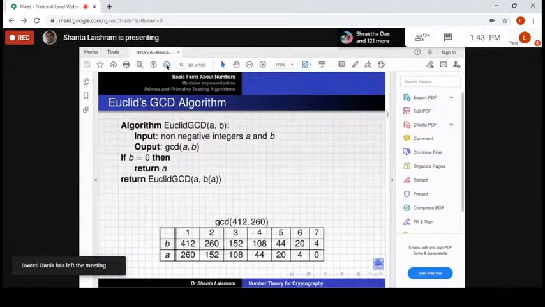So I just want to show you the GCD algorithm, which is Euclid's algorithm. We need to find the GCD of two numbers. So I'm going to show you with an example.